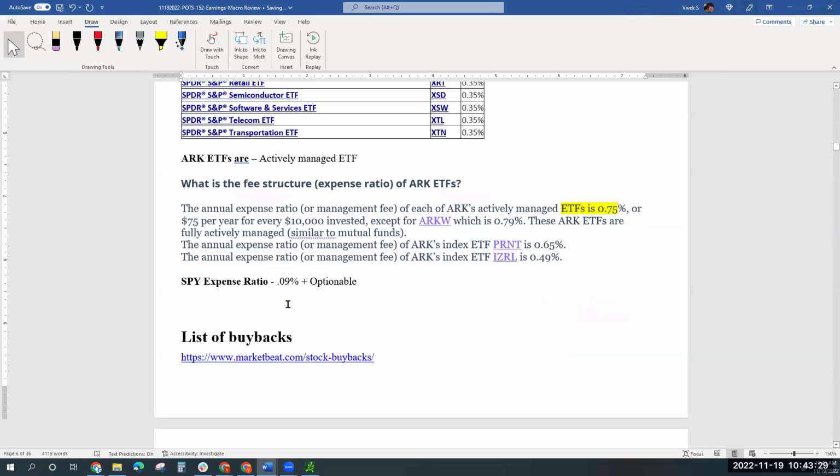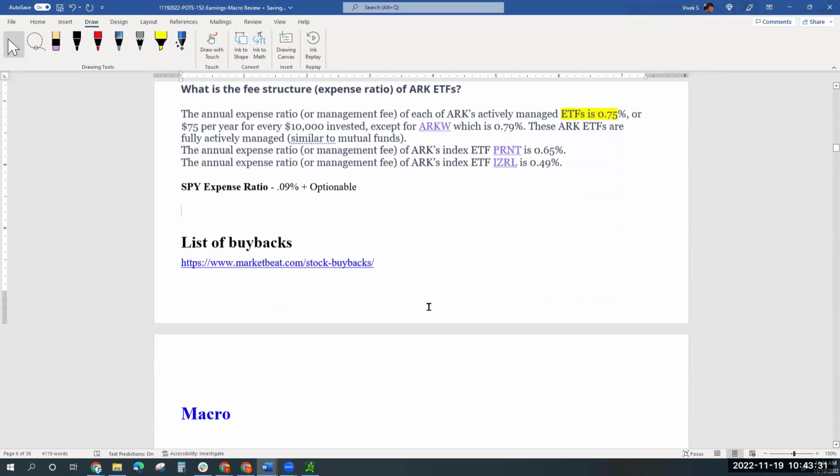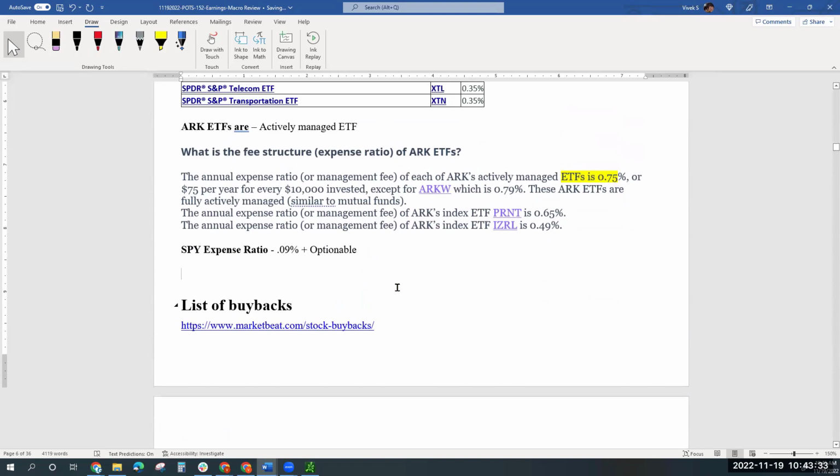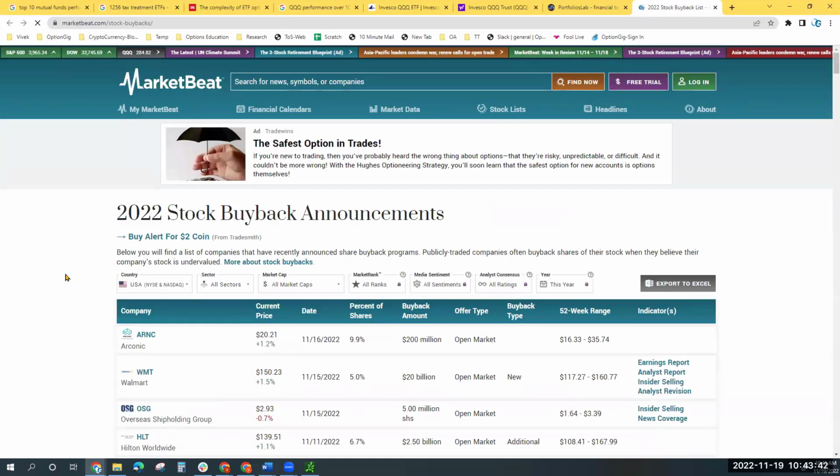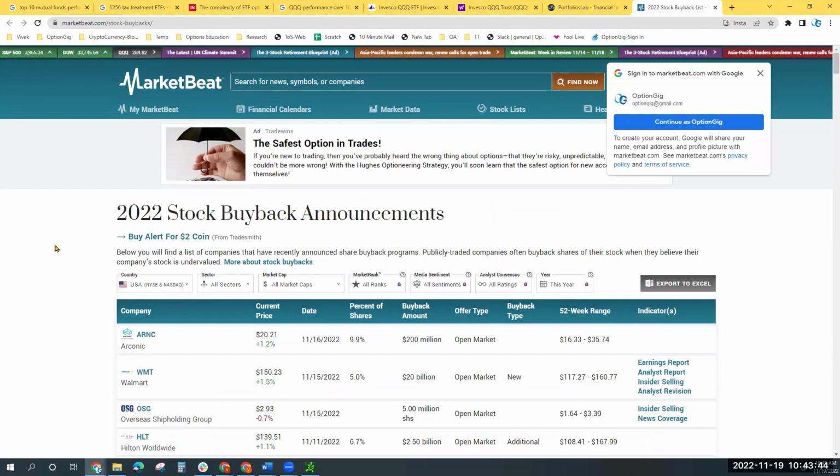You're 100% right. Okay. Another question that we had in one of the previous sessions was a list of buybacks. Where can we find it? The only thing I can find was this. It talks about buyback announcements that have been done.